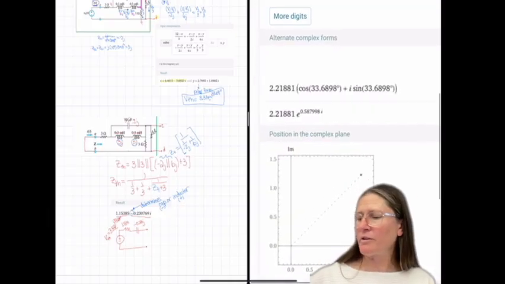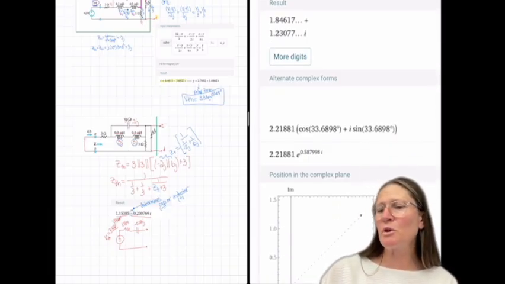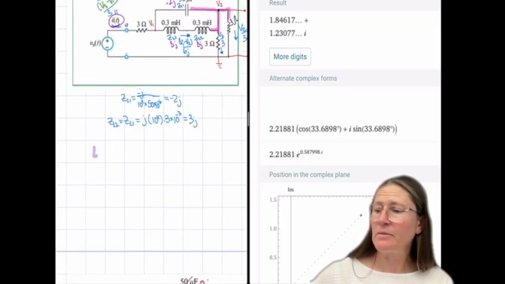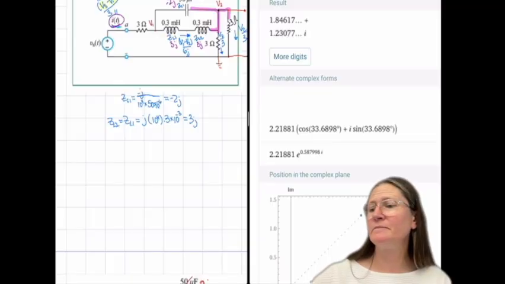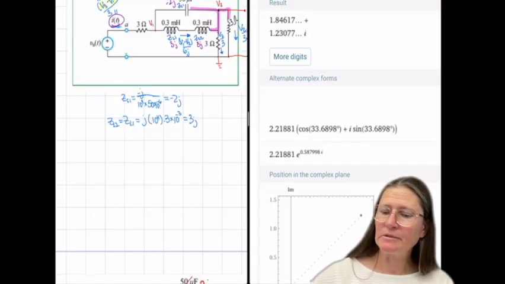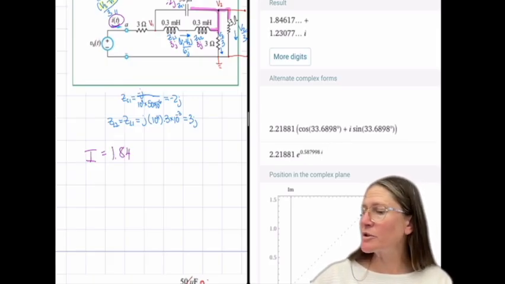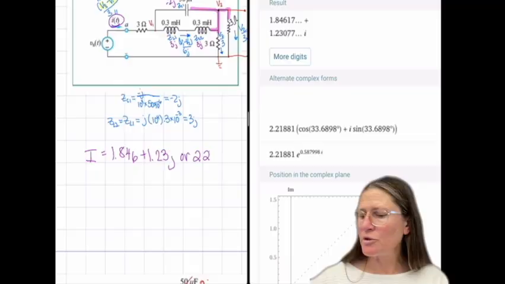So this would be that answer in polar form or in rectangular form. Which form do we want it to be in? I'm trying to find I of t. So this is just going to be the phasor I, which is 1.846 plus 1.23 j, or 2.218 e.